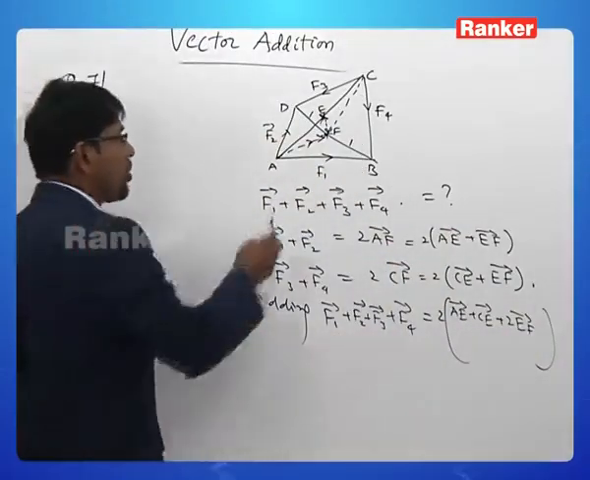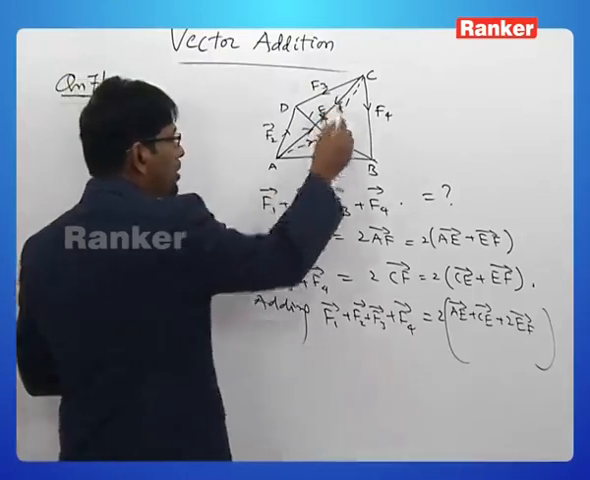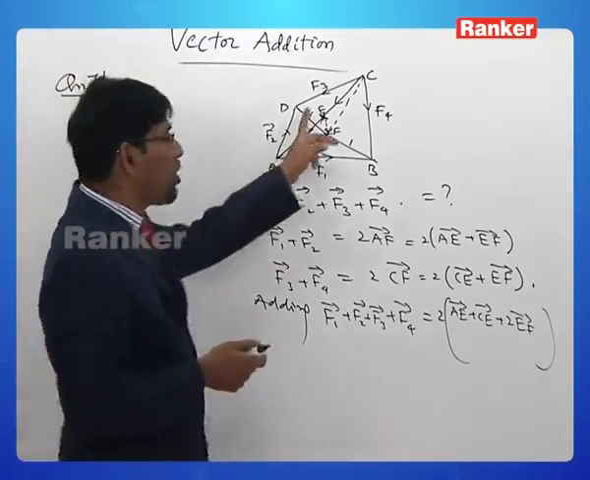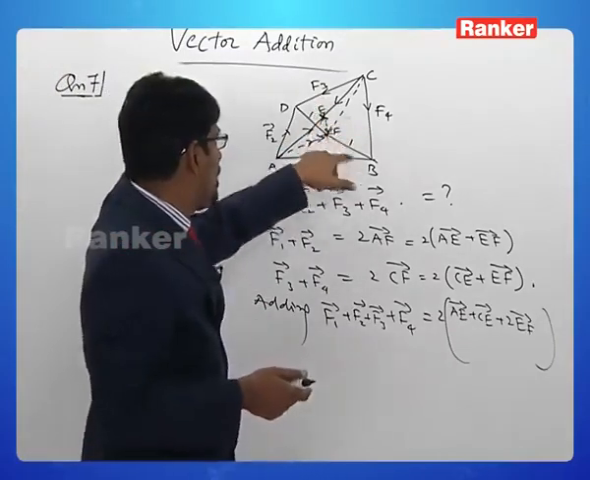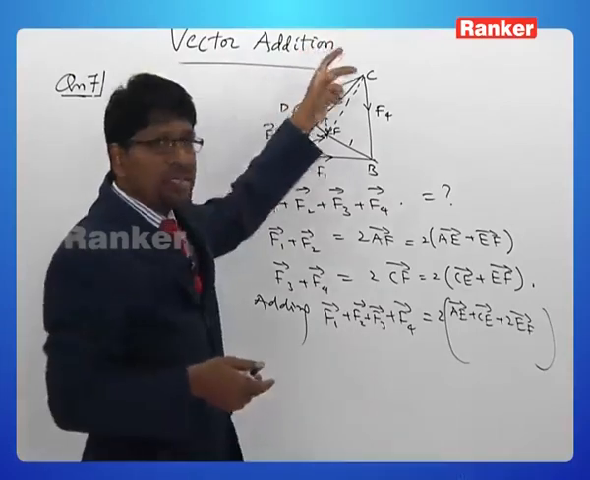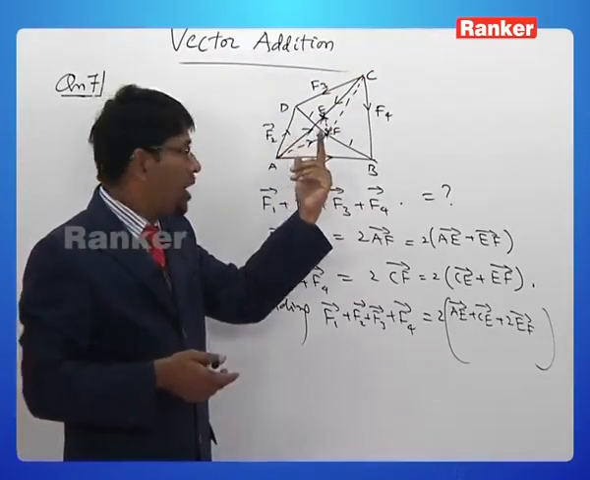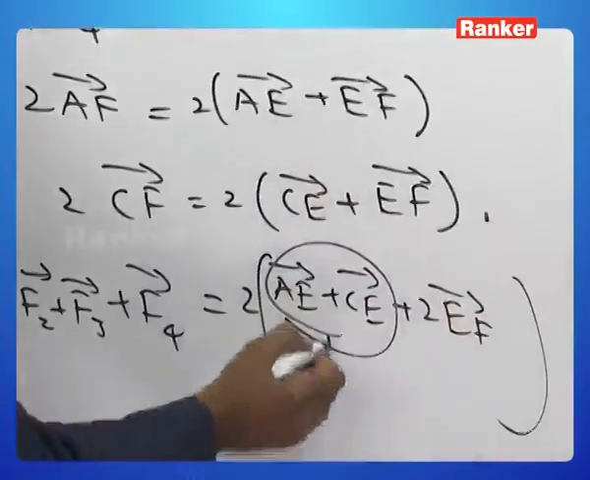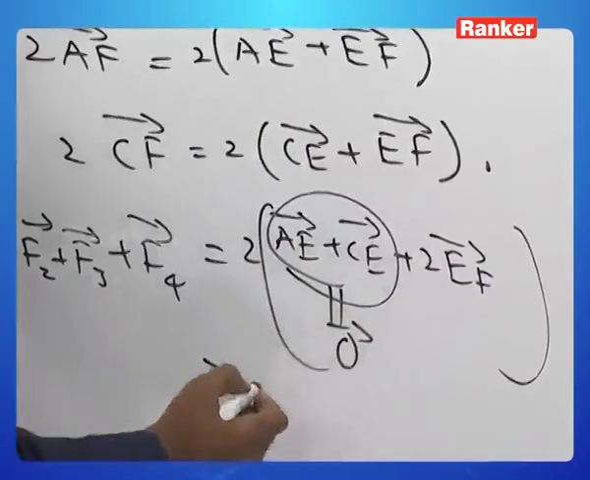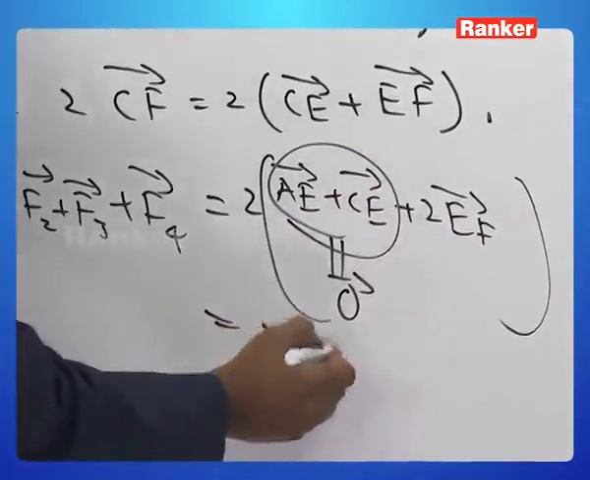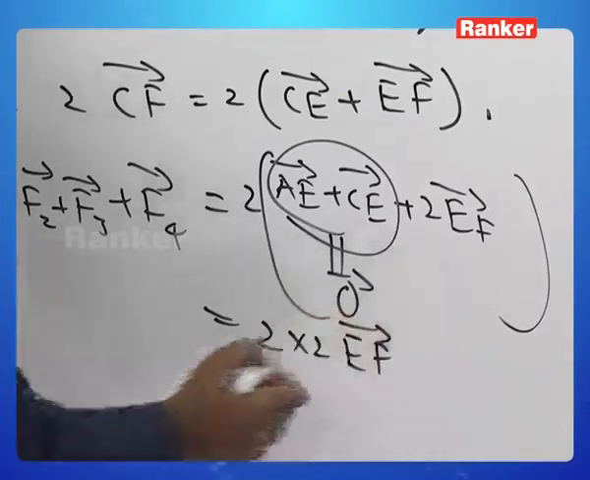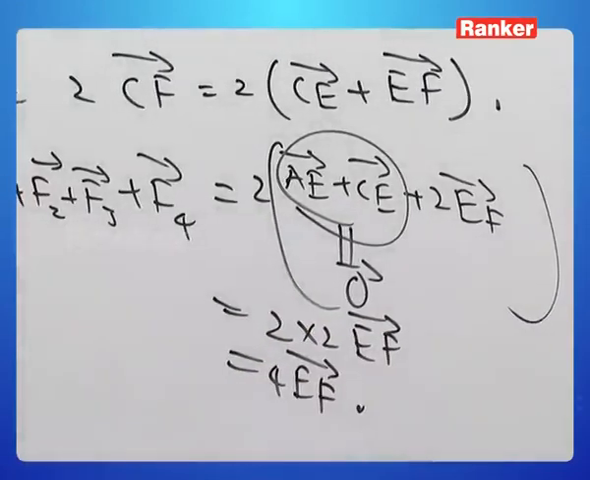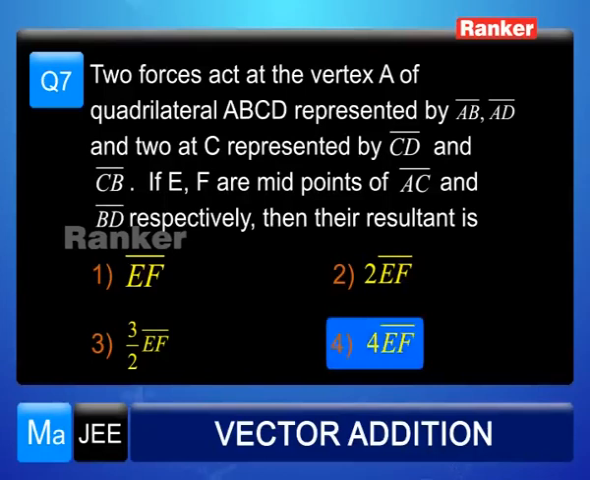Now, what do you know about these two vectors, AE vector and CE vector? They are in the opposite directions and they are of equal magnitude. We know that because E is the midpoint of AC, therefore AE in magnitude is the same as CE in magnitude. Therefore, these two cancel each other. So these are negatives of one another. The resultant will be 0. So what we have is 2 into 2 into EF, and that is equal to 4 times EF vector, and the answer is 4. Fourth option is the right answer.